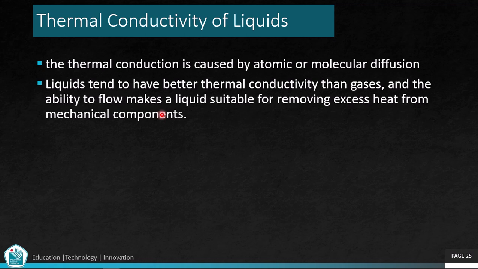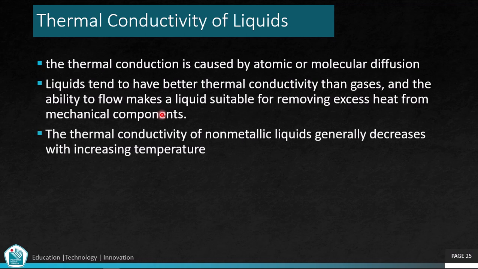Inside the heat exchanger there are a lot of pipes to remove the heat, because the liquid flows into the heat exchanger. And then the thermal conductivity of non-metallic liquids, for example water, and metallic liquids, for example mercury, because mercury at room temperature is liquid, generally decreases with increasing temperature.